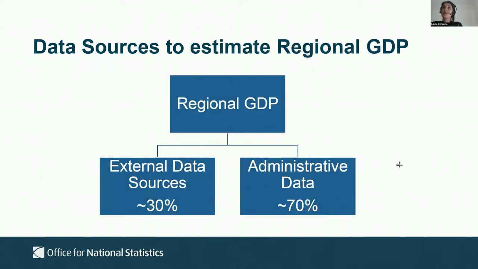Okay, so the data sources that we use to estimate regional GDP could be broken down into 2 components. We use the administrative data set from Her Majesty's Revenue and Customs that accounts for around 70% of data. And then we use what we call the external data sources that account for around 30% of the data. Inside the external data sources, we have data sources from other ONS teams, internal teams, and then we have data from other government departments, such as the Department of Education or, for example, the Bank of England.